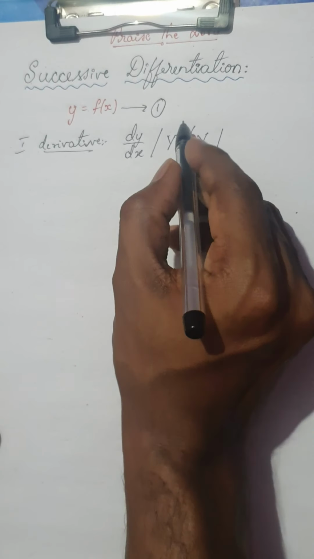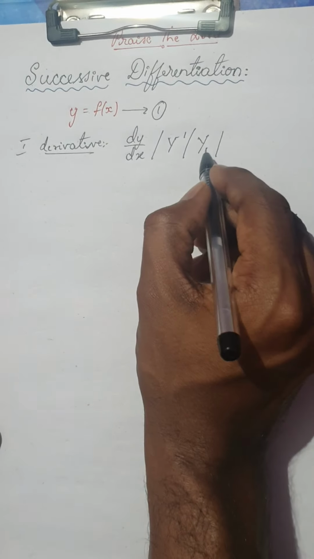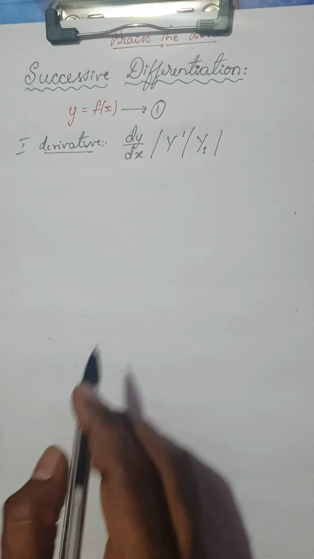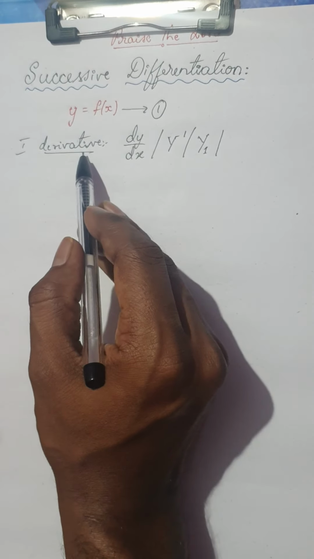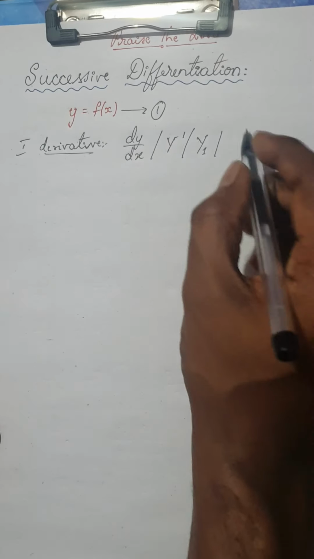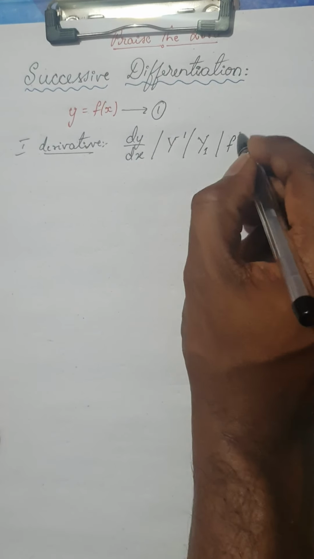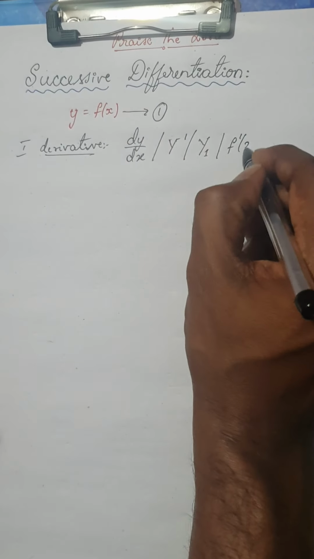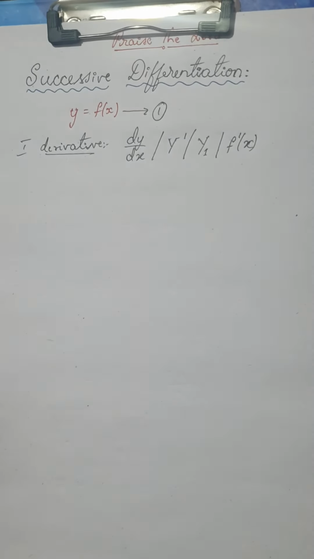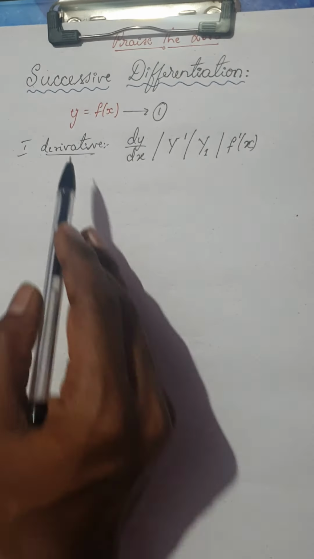Don't treat it as y power 1, this is y dash. And this is y1, y suffix 1. This also means the first derivative. Or else, if the function is given, you can also call it f dash of x. So this is the way you represent the first derivative.